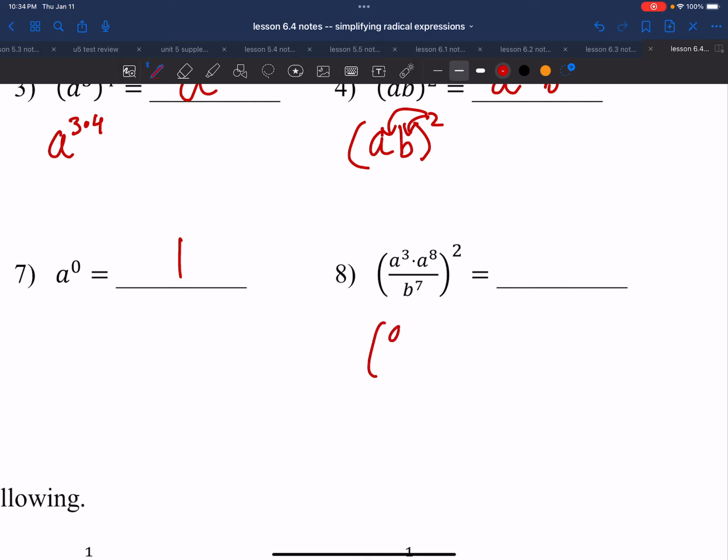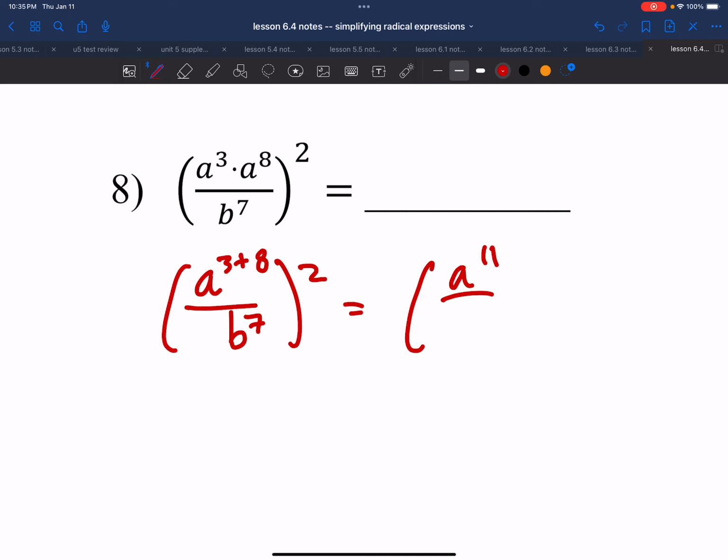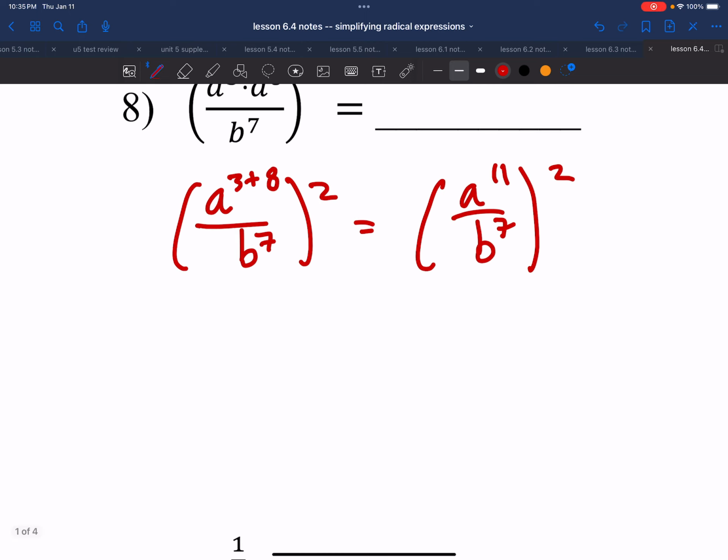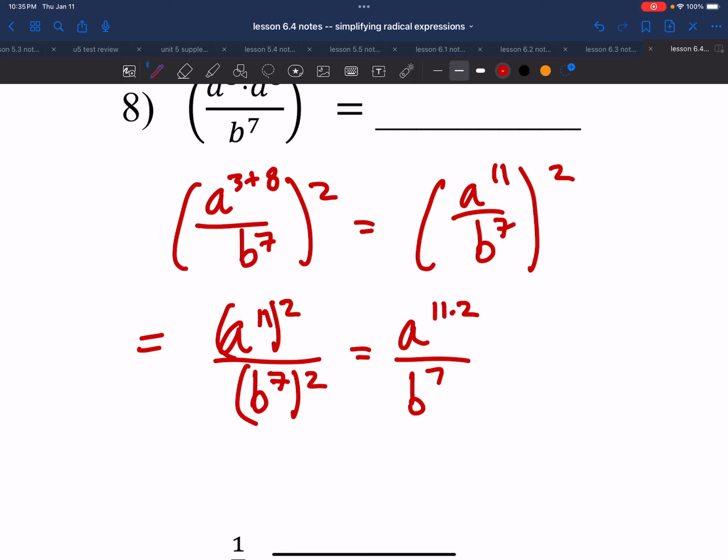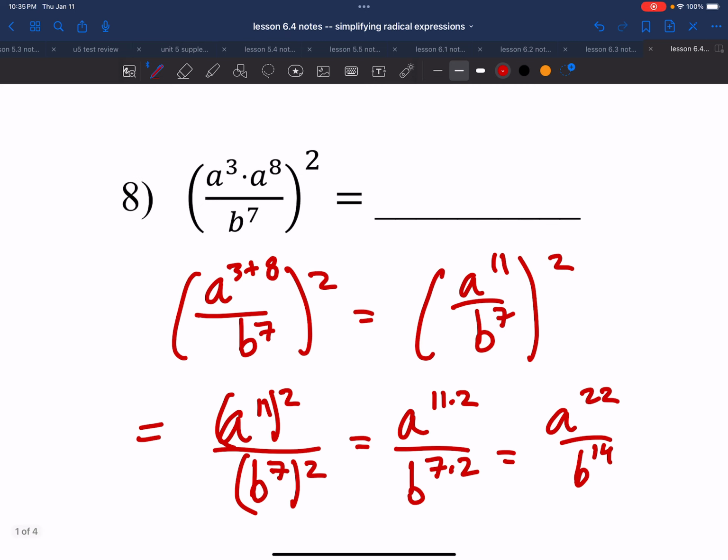Number 8 puts all of these exponent rules together, so you can see I'm multiplying them together. So it's saying that, okay, this is a cubed times a to the 8th, so I add those. I say, okay, well, 3 plus 8 is 11, so this is a to the 11 over b to the 7 squared, and when I raise something to a power, then I multiply the exponents, and because it's a fraction, that multiplication of exponents carries on down to both. In other words, what this becomes is a to the 11 squared and b to the 7 squared. We used that rule earlier. And then this simplifies further as saying a to the 11 times 2 over b to the 7 times 2. And so I get a to the 22 over b to the 14.